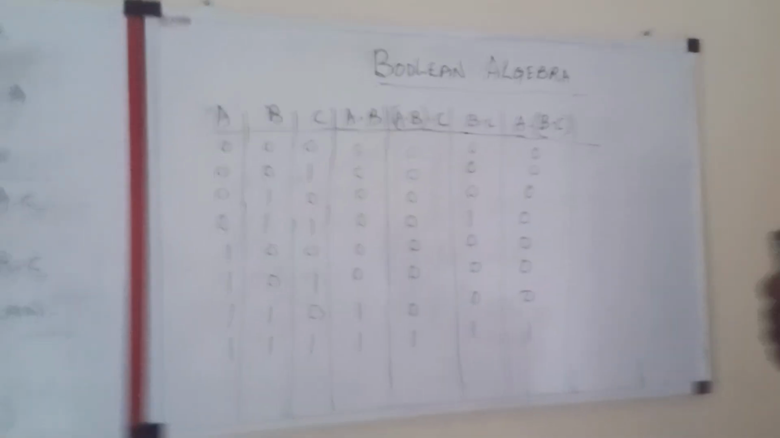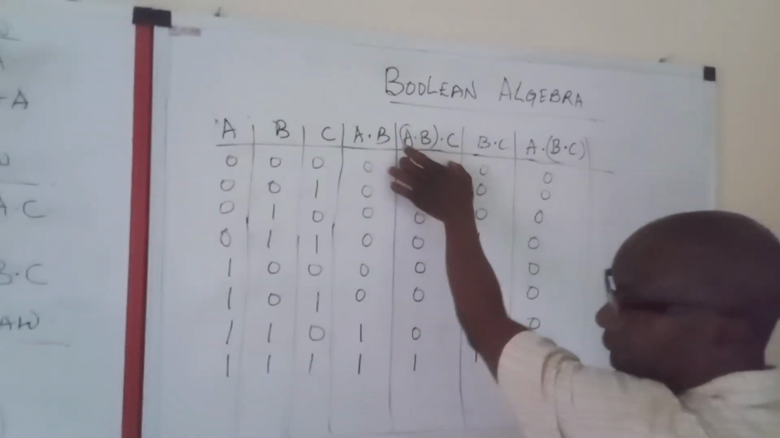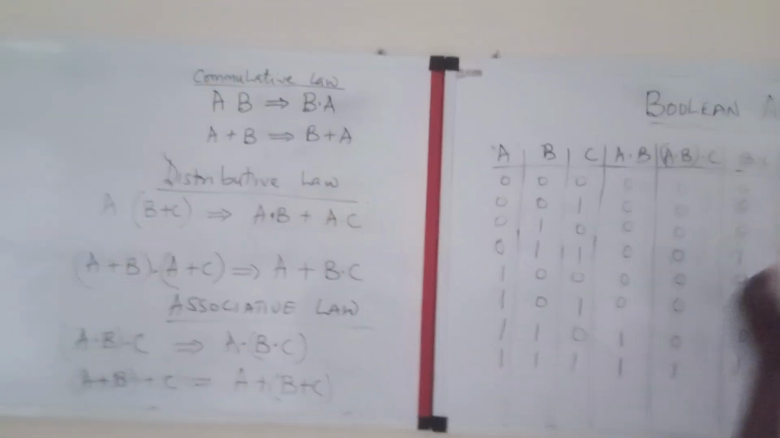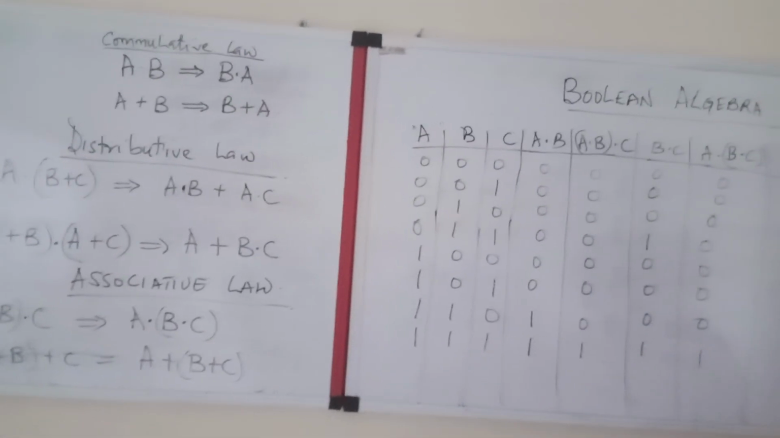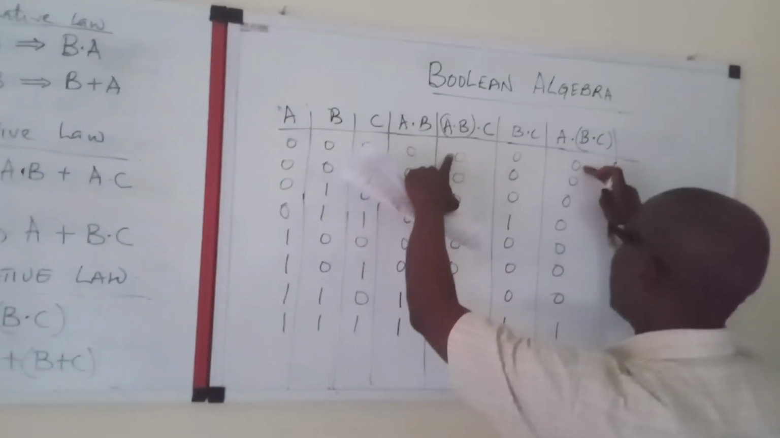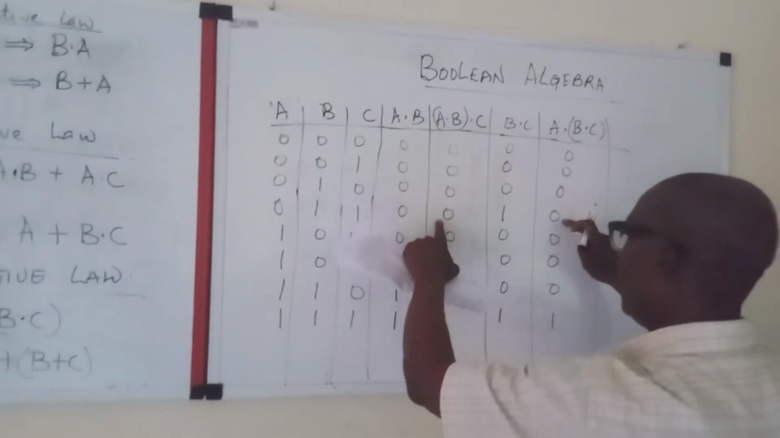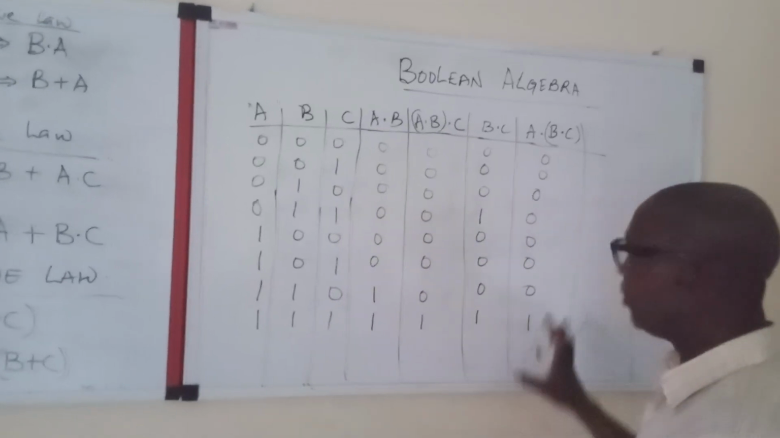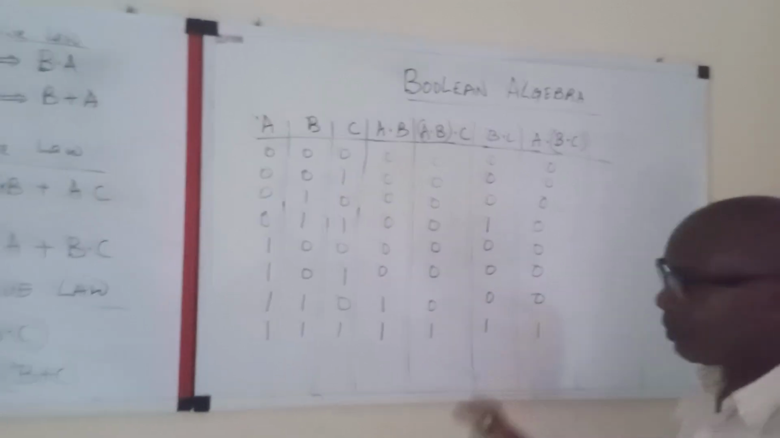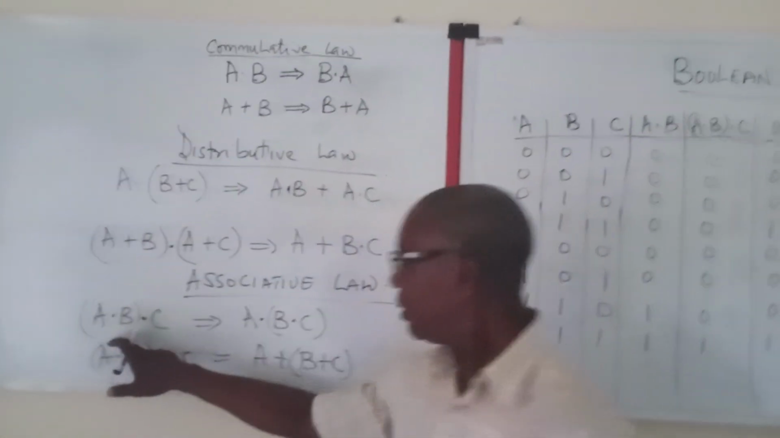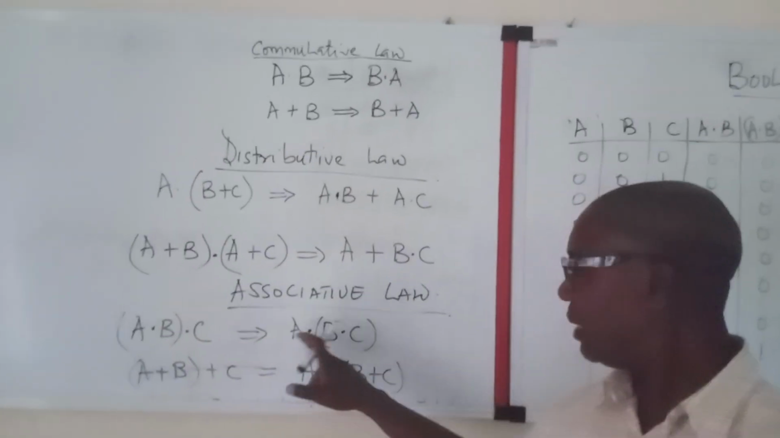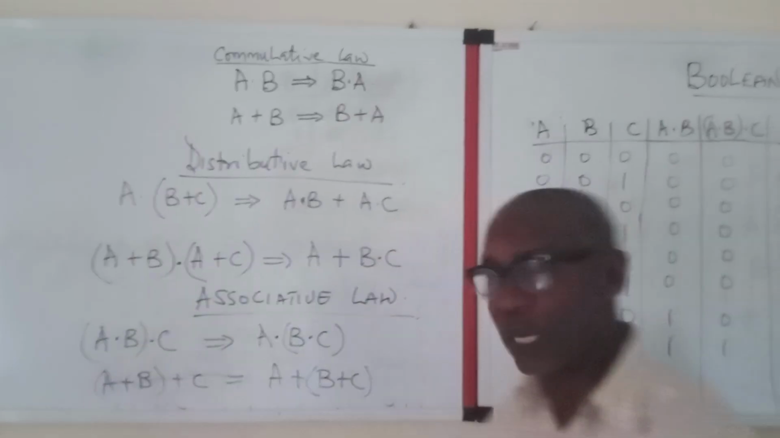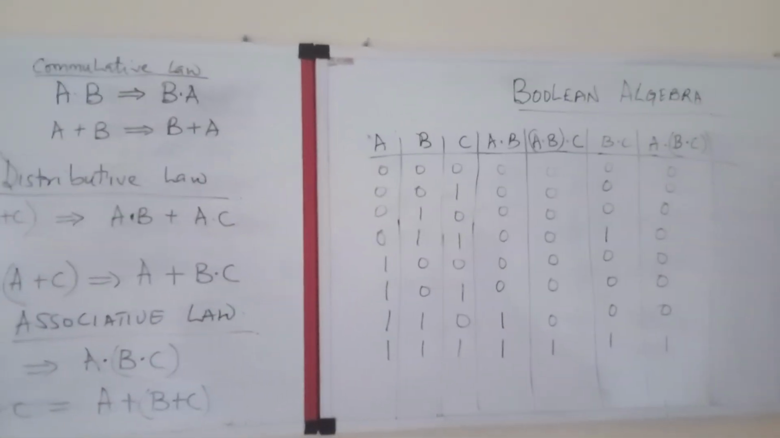So this is the left-hand side of the expression, and this is the right-hand side. Are they equal? Are they the same? You see that they are the same everywhere. So this goes to show us in the truth table that A dot B dot C is the same thing as A and B and C. That goes to show our associative law.